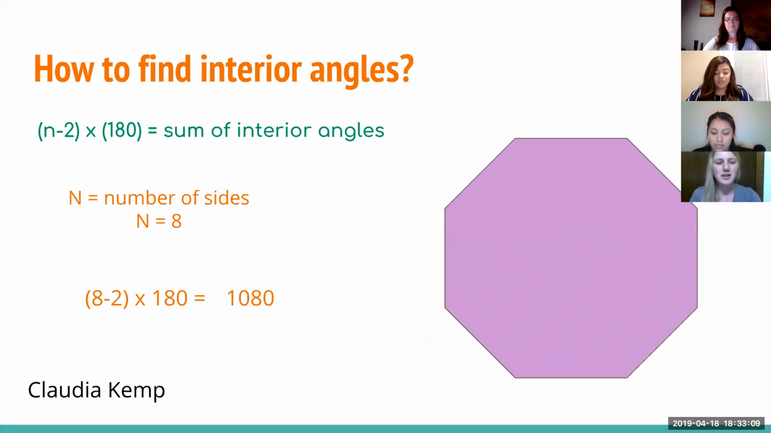How would we find the measurement of each individual angle? I know. We would divide it by the number of angles, so you would divide it by 8. That's right. We divide 1080 by 8, and we find that the measure of each interior angle is 135 degrees.